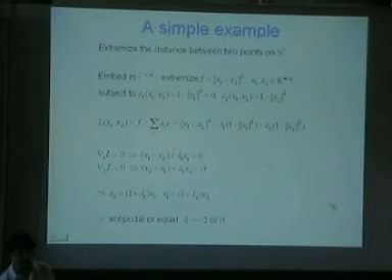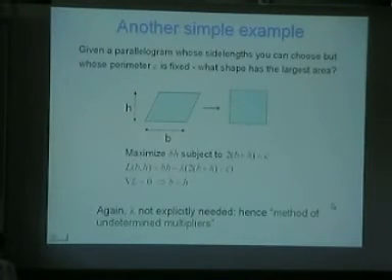Okay, let's do a rather simple example. This is one that most kids know the solution to, but they don't know why it's the solution. So we're going to prove in one line, using Lagrange multipliers, what the solution to this is. And this is the plot we're looking at. We're given a parallelogram, where the side lengths you can choose, but the perimeter is fixed. And what shape has the largest area?